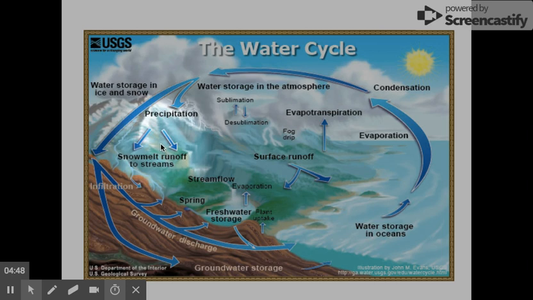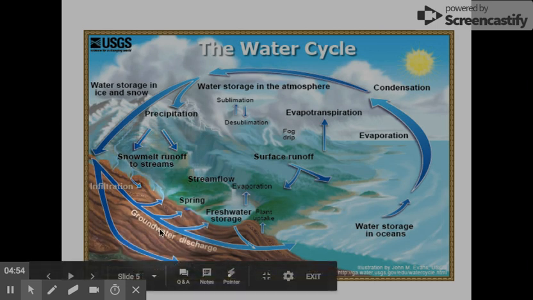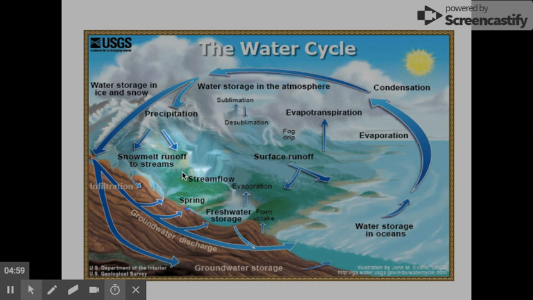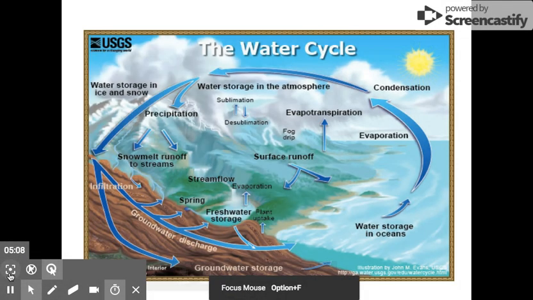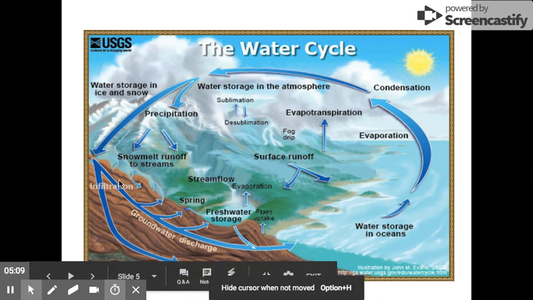Once the water has fallen back down to earth, there are a variety of things that could happen to it. For example, the water could soak into the ground and become groundwater. It could run off over the surface of the land and enter lakes and streams and things like that. It could even freeze and become ice. If you're interested in learning about the complex nature of the water cycle, I encourage you to take Earth or environmental science.